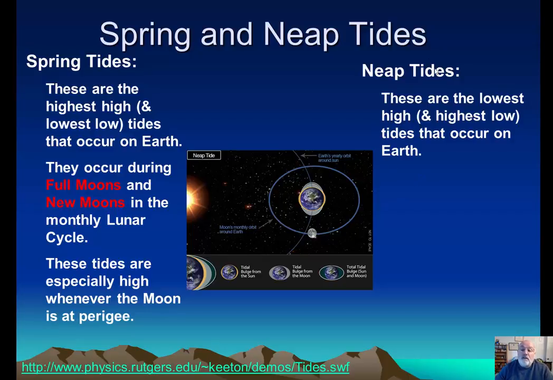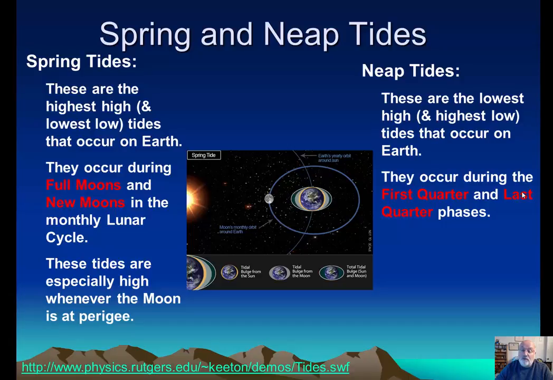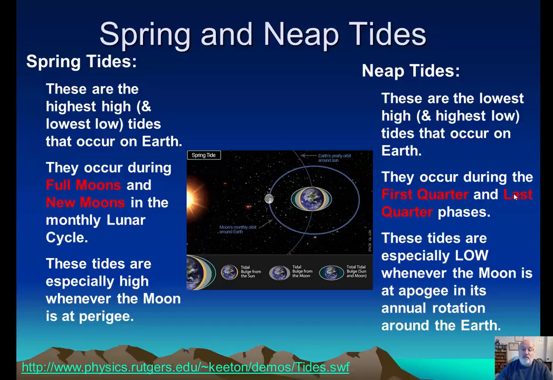These are the lowest, and then we have the neap tides. These are the lowest high tides and the highest low tides that are found on Earth. And this is when the moon and the sun fight each other in what's called the first quarter, or the waxing quarter, or the last quarter, the waning quarter phases. And these tides are especially low when the moon is at apogee, when the moon is farthest away. We get a much lesser pull by the moon, so these tides tend to be lower.